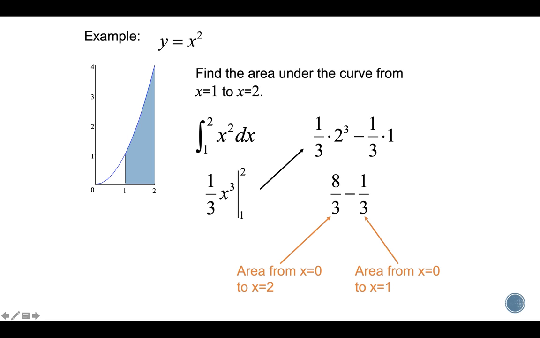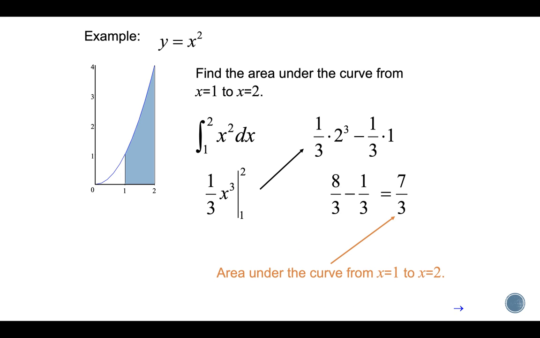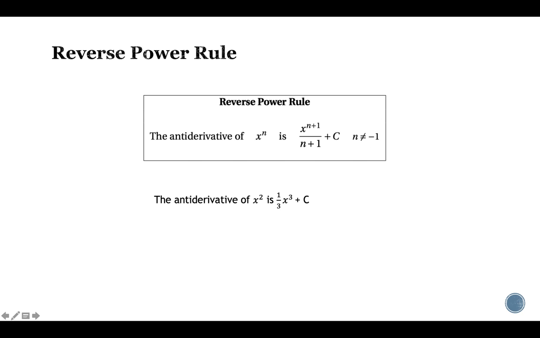So graphically, what's going on is 8/3 is the area under the curve from x equals 0 to x equals 2. Okay, so it's more than what we need. It's the entire area under this curve. So we need to subtract off what we don't need, which is the area from x equals 0 to x equals 1. Okay, so we get 8/3, that's the whole area. Then we subtract off the 1/3 that we don't want, and we get 7/3. And 7/3 is the area under the curve from x equals 1 to 2.